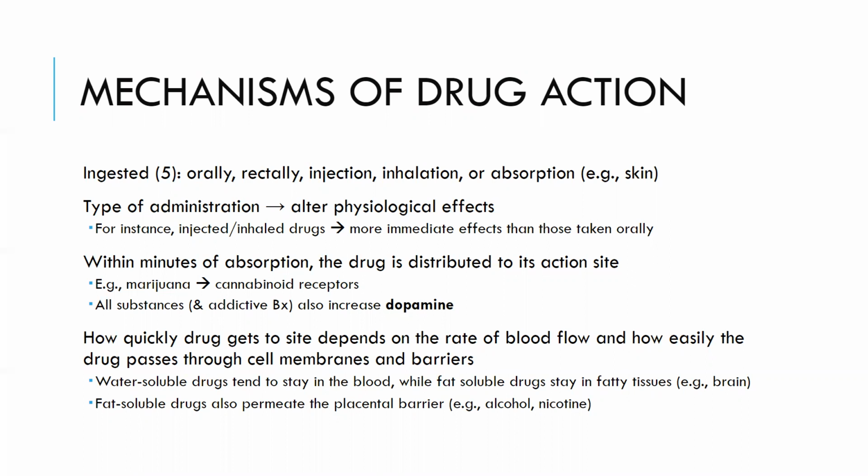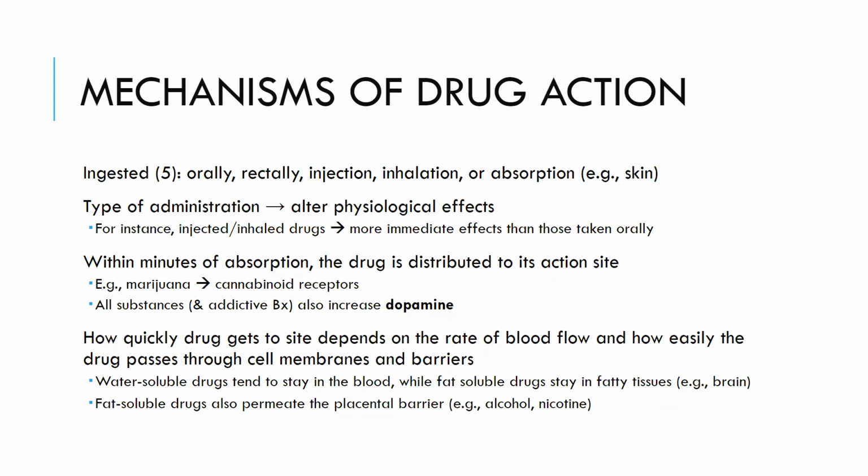Within minutes of absorption, the drug is distributed to its action site, and specifically its action site within the brain. So the action site is going to be the area where the drug is taking effect. So, for example, marijuana goes directly to the cannabinoid receptors in the brain, and it's at that point that the psychoactive hallucinatory effects start to kick in.